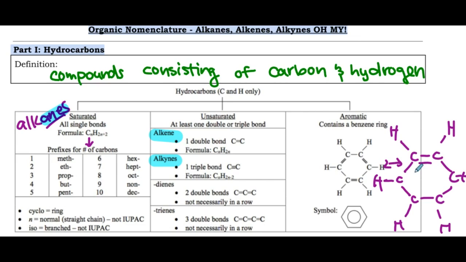Instead of this one on the top right, we're just going to have it on the bottom right, and then this gets pushed to the left-hand side. It still has an alternating pattern of double and single bonds all around. So instead of drawing both of them, we can just draw this simple symbol.